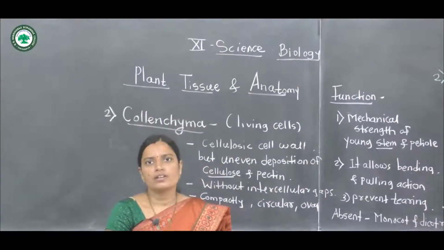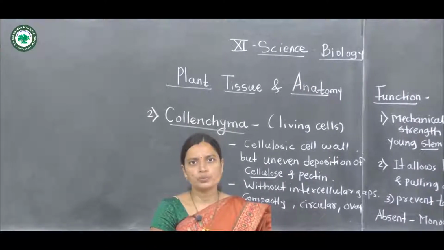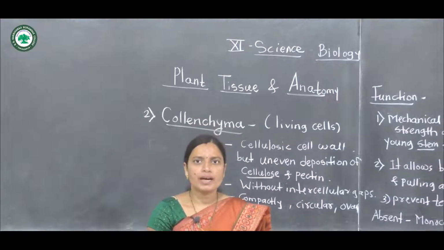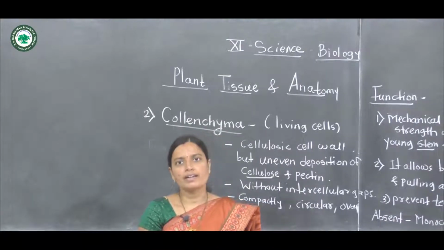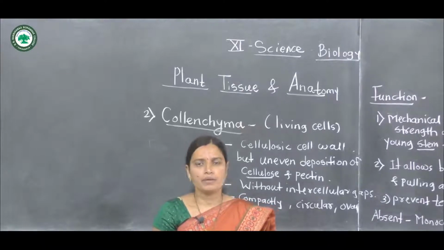Hello friends, in the last video we discussed simple permanent tissue. There are three types of simple permanent tissues: parenchyma, collenchyma and sclerenchyma. In the last video we discussed parenchyma.